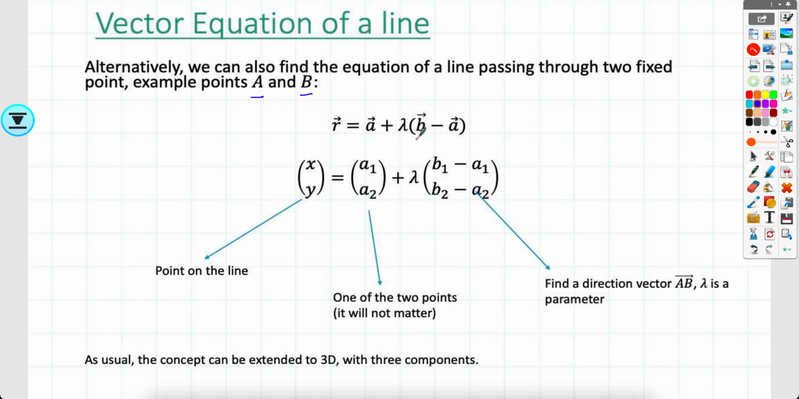Well, the direction vector is going to be, if you have points a and b, and you need something that's parallel to it, so obviously you need to find AB. You can also try and find BA. It does not matter. It will still give you the same answer with slightly different signs, but it will give you the equation of the same line. So you want to find the direction vector AB. First, you put it here, and then you have one of the points here. And same thing, you can extend this concept to 3D.